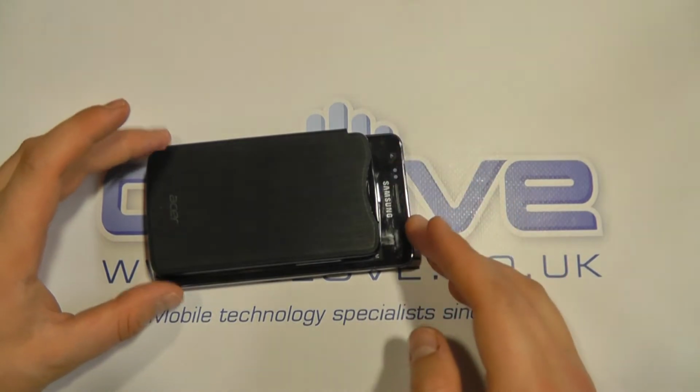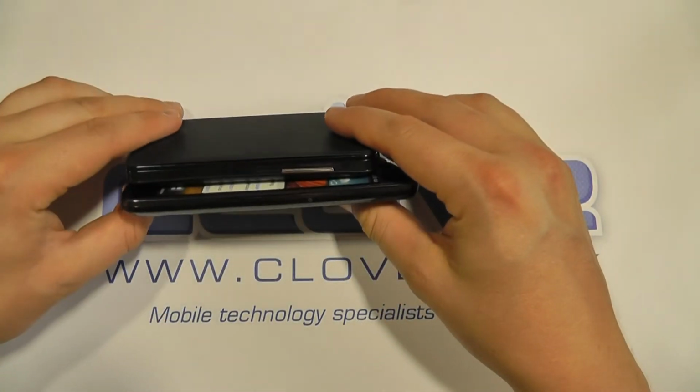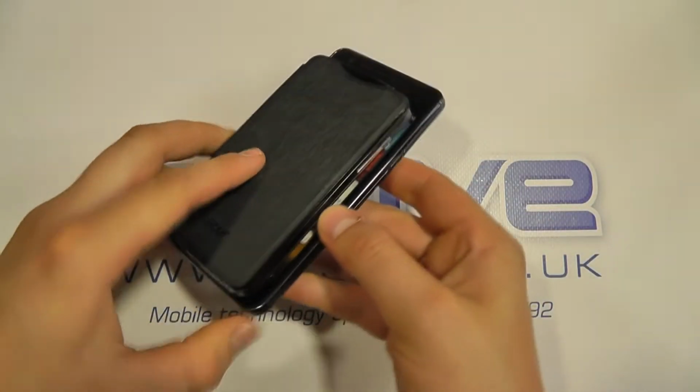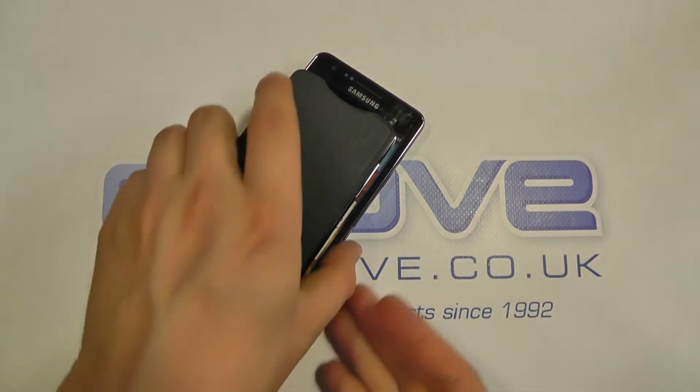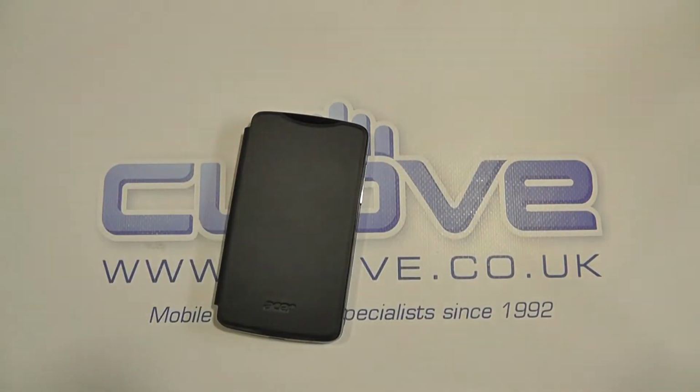Now of course the screen sizes are different, but you can see how the S2 is certainly the longer and the thinner of the two devices. And in terms of weight, naturally the S2 is the heavier as well.